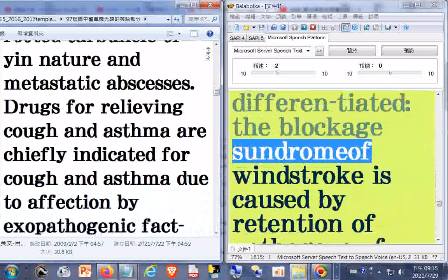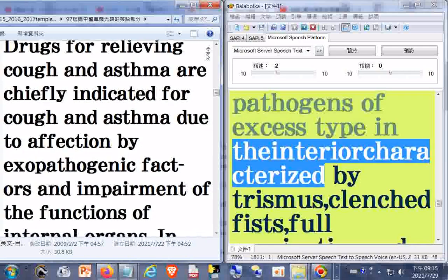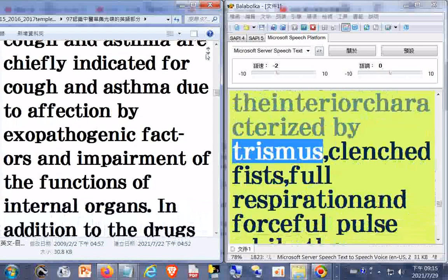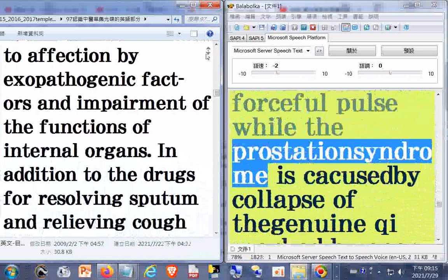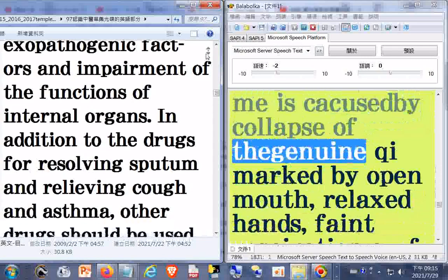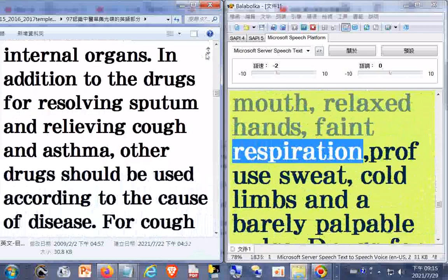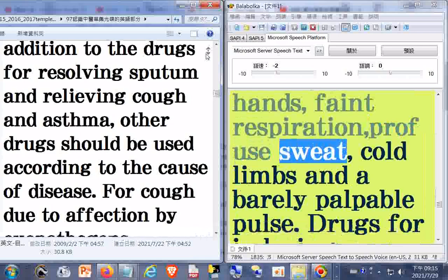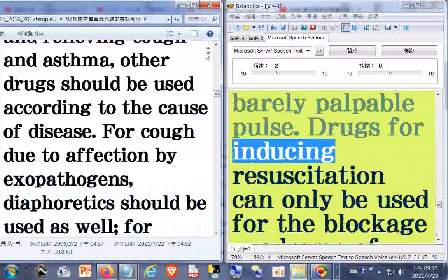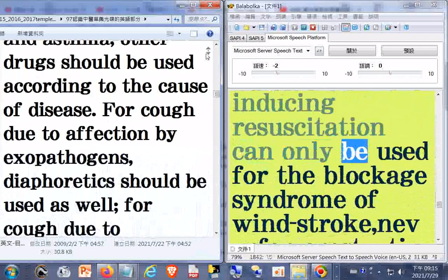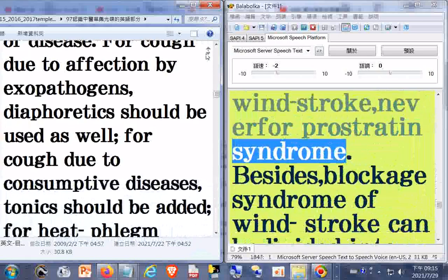The blockage syndrome of wind stroke is caused by retention of pathogens of excess type in the interior, characterized by trismus, clenched fists, full respiration and forceful pulse, while the prostration syndrome is caused by collapse of yang qi, marked by open mouth, relaxed hands, faint respiration, profuse sweat, cold limbs, and a barely palpable pulse. Drugs for inducing resuscitation can only be used for the blockage syndrome of wind stroke, never for the prostration syndrome.